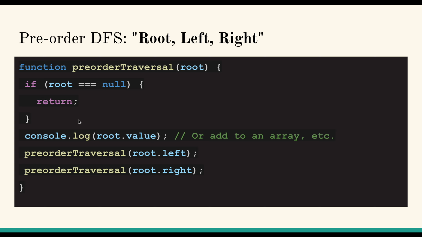First, we've got our base case. If root's equal to null, return. We print out the root. Remember, this is printing out the root, then the left subtree, then the right subtree. So we're printing out the root, and then we're calling traverse the left subtree and traverse the right subtree.